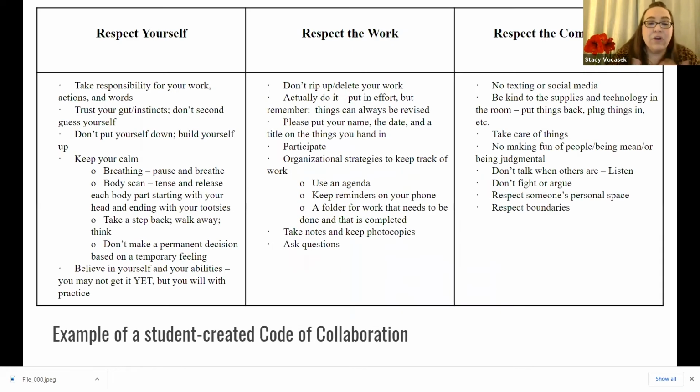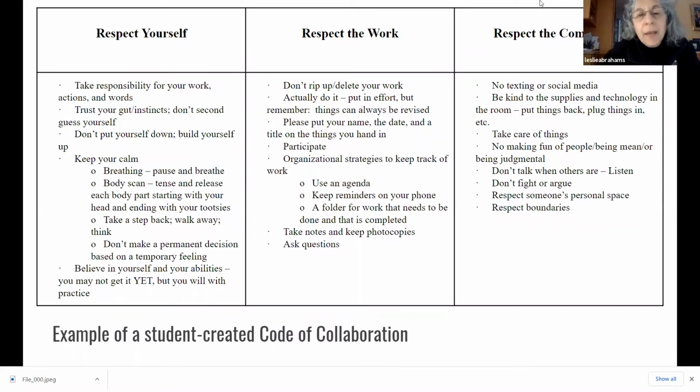And then for our school, we have a motto of respect yourself, respect the work, and respect the community. So we went through and talked about what those look like in our classroom so that we could be upholding the values of our school. So that's one strategy. Does anyone have any questions about codes of collaboration?